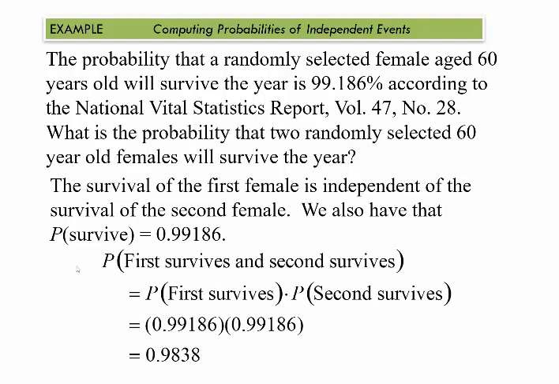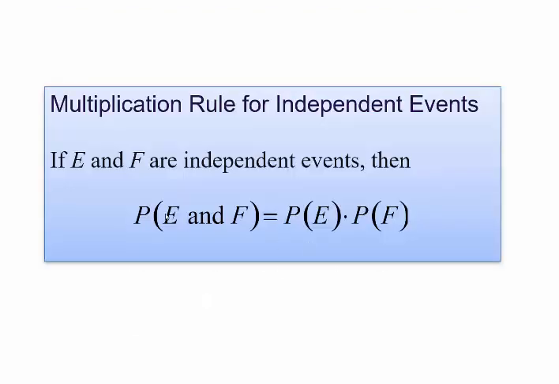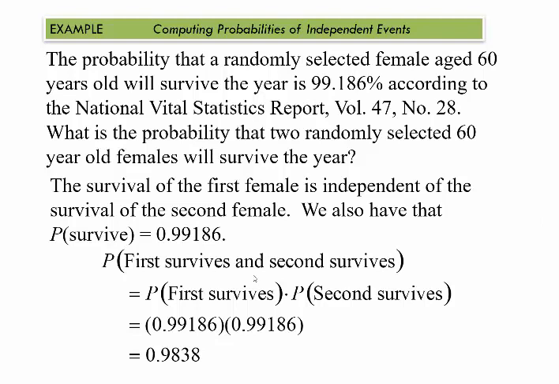So the way we would write this is we'd say it's the probability the first woman survives and the second woman survives. Well, because they're independent, and I'm going to go back, E and F, you just take the probability of the first event, multiply it by the probability of the second event. So it's the probability the first woman survives times the probability the second woman survives. Well, the probability they survive is each 0.99186. So it's just 0.99186 times itself, or squared, which gets you 0.9838, just like that.